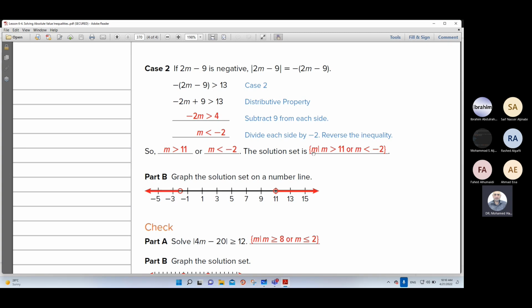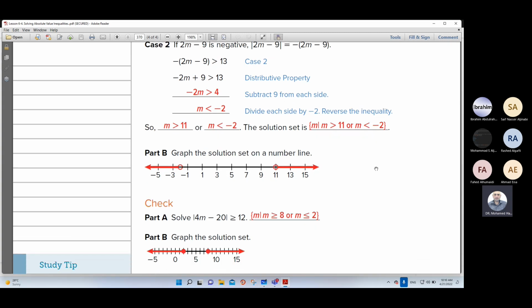So the solution set is m such that m is greater than 11 or m is less than negative 2. Then we can graph. As you see, we use the open circle because we don't have equals in the sign, or the values are not included in the solution set. So m greater than 11 represents 11, open circle, with the direction to the positive side, and m less than negative 2 is an open circle at negative 2, and less than means the direction to the negative side.